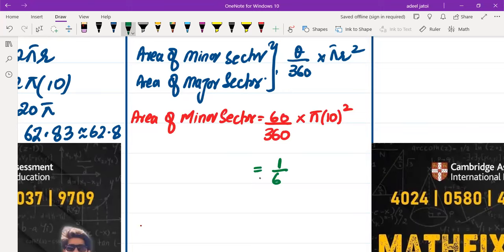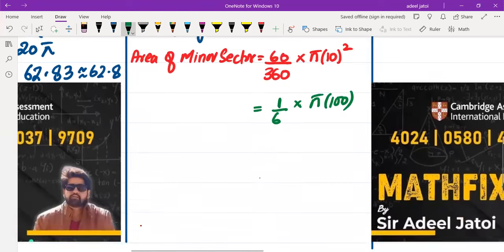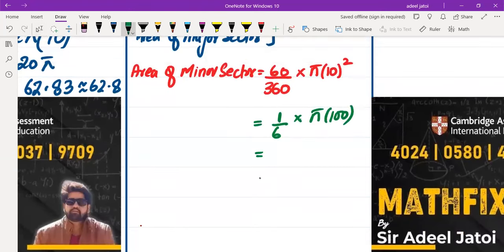That means the ratio of the minor sector is 1 upon 6, multiplied by pi 100, because 10 square is 100. Moving on, this should be 100 upon 6 pi. We can simplify this. 100 divided by 2 is 50, 6 divided by 2 is 3. So I can express this as 50 upon 3 pi.